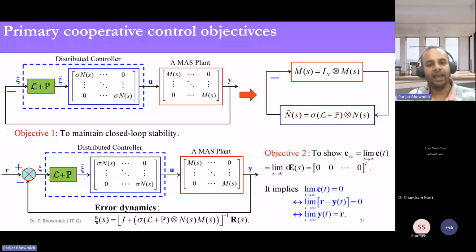While doing the second objective, it is simple: we will be applying our classical control formula. That is, you write down the error dynamics. As I have mentioned, in this particular case, the error is represented by the variable xi. The mapping from R to xi of S is given by this transfer function matrix. Please note that it is no longer a transfer function, it's a transfer function matrix, and it is nothing but the error dynamics. If the error dynamics is asymptotically stable, which is ensured by fulfilling objective 1, then after that, by applying the final value theorem, you will have to show whether ESS is a zero vector or not.